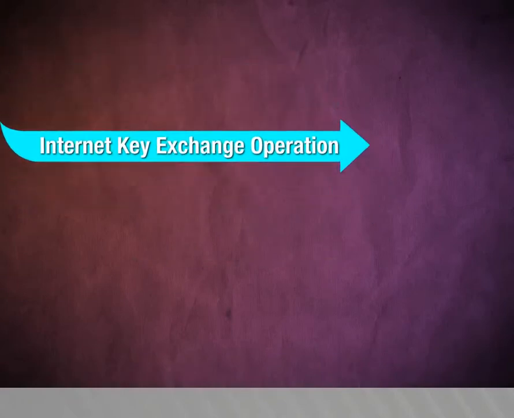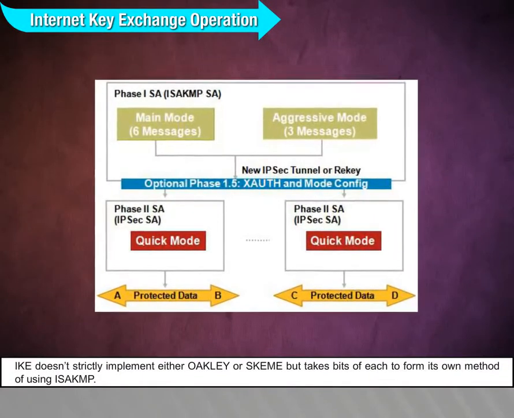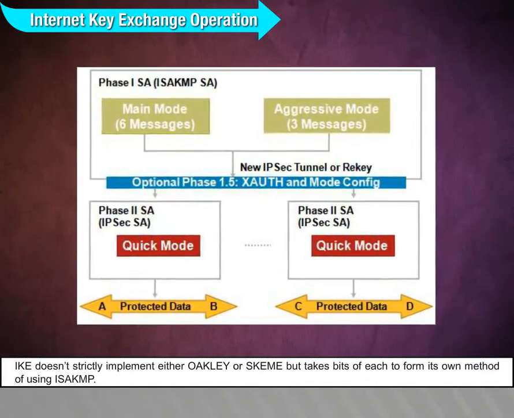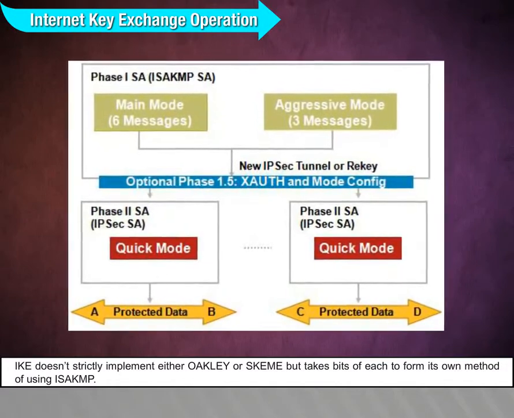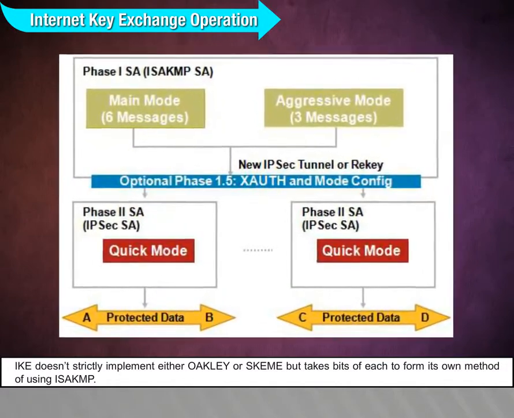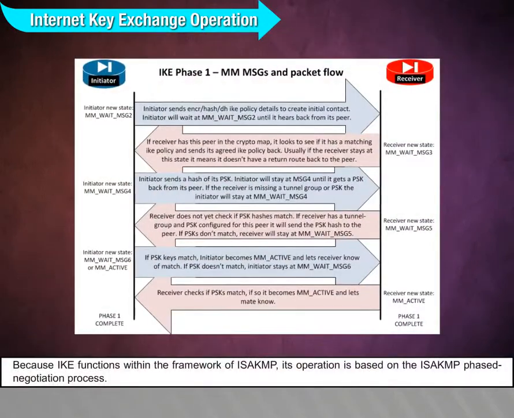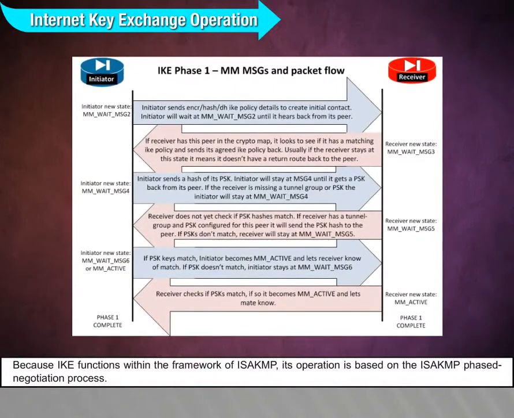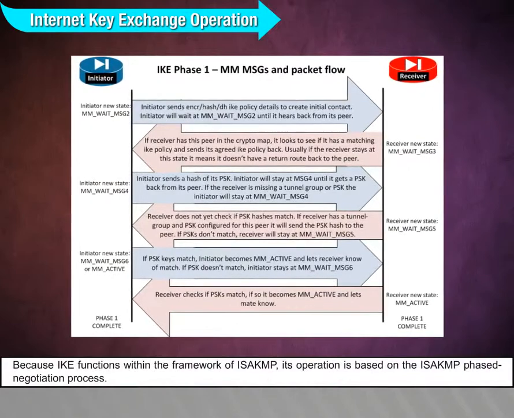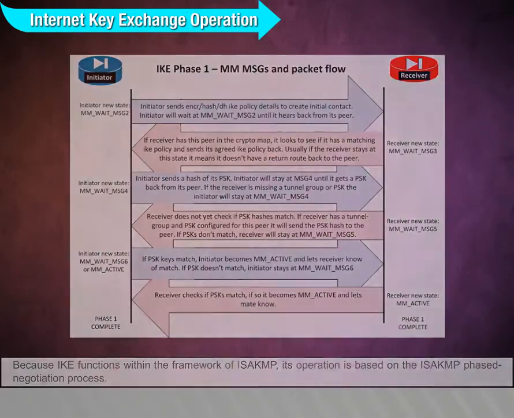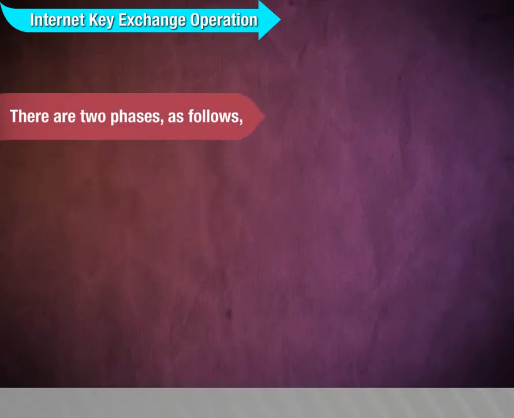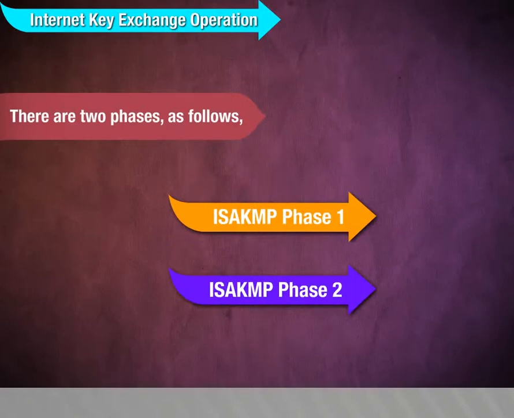Internet Key Exchange Operation. IKE does not strictly implement either OAKLEY or SKEME, but takes bits of each to form its own method of using ISAKMP. Because IKE functions within the framework of ISAKMP, its operation is based on the ISAKMP phased negotiation process. There are two phases as follows: ISAKMP Phase 1 and ISAKMP Phase 2.